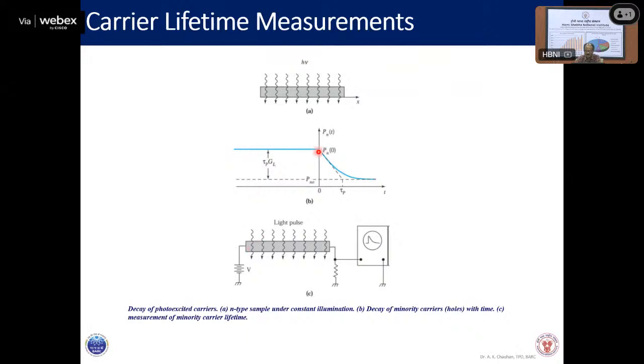Now at this particular point, you immediately switch off the light. As you switch off, some carriers will start recombining, and those carriers which have not recombined will be swept away by the potential. So there will be current. This current will slowly start decreasing. From the shape of this curve, you can find out the carrier lifetime. So this is the typical measurement of the carrier lifetime.